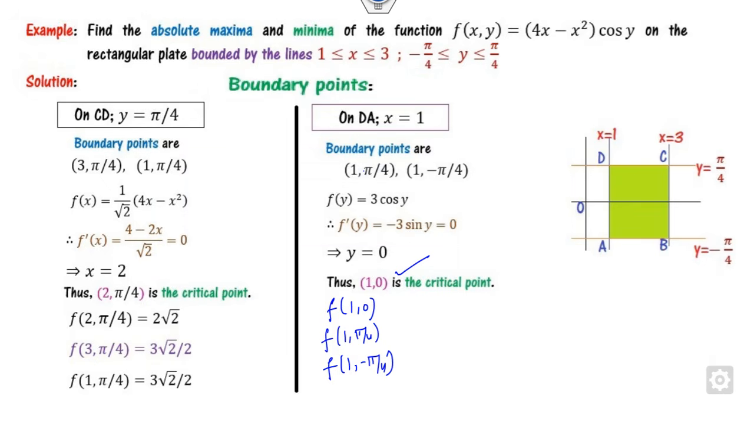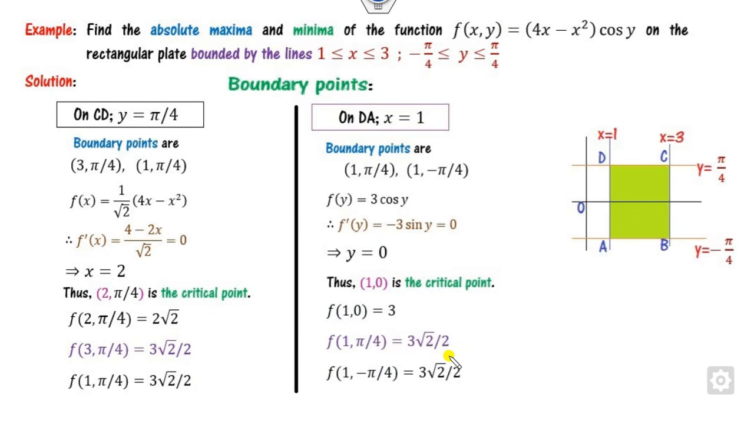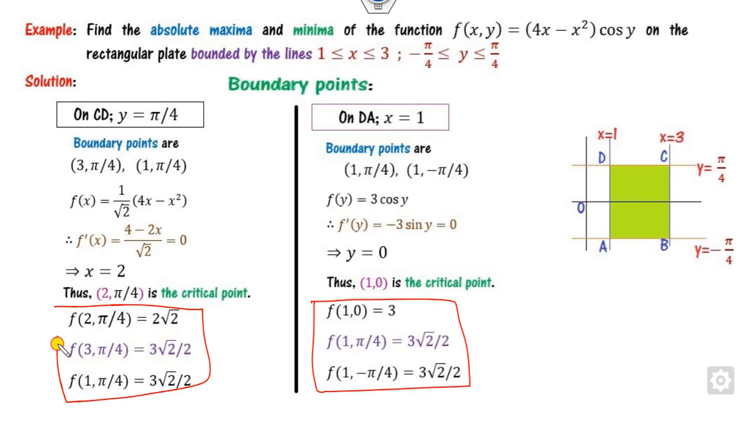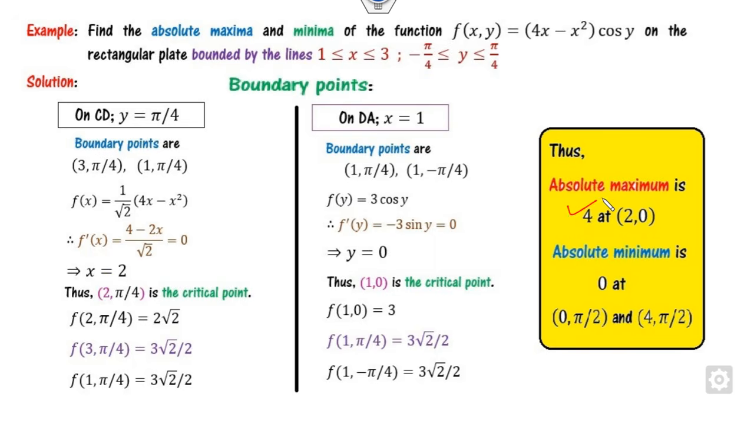Again, you can see that (1, π/4) we already computed. There is no need to compute it again and again. But if you want to compute, then that is your wish. Now we have computed all these boundaries, so we will look at which one is the maximum value. So this value and the previous values are there. From here we can see the maximum value occurs at 4, and the minimum value occurs at (0, 5π/2), and is 0.